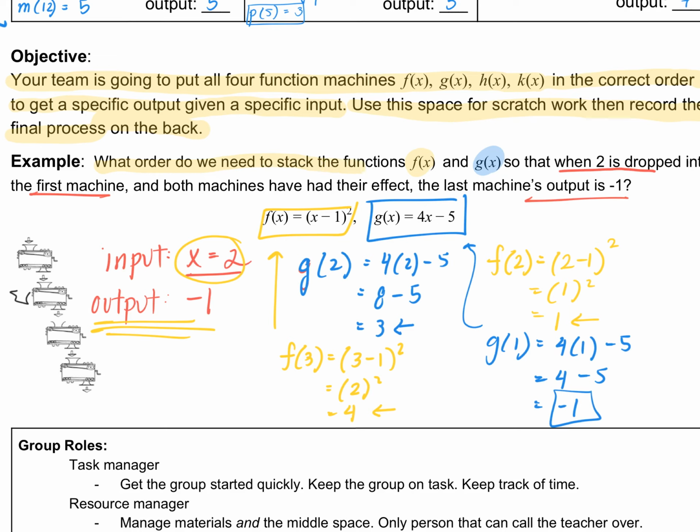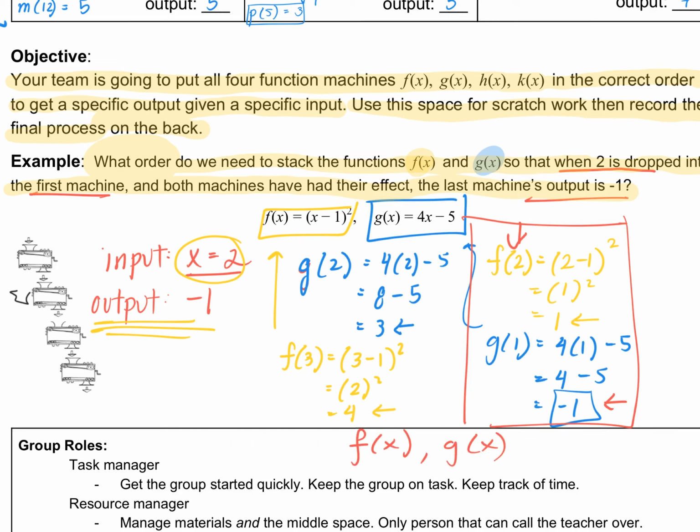What order do we need to stack the functions f of x and g of x, so that when 2 is dropped into the first machine and both machines have had their effect, the last machine's output is -1? So the question we're trying to answer is, what order? So what was the order that worked? If I look here where I was able to put in the input of 2 and get an output of -1, I did f of x first and then g of x second.